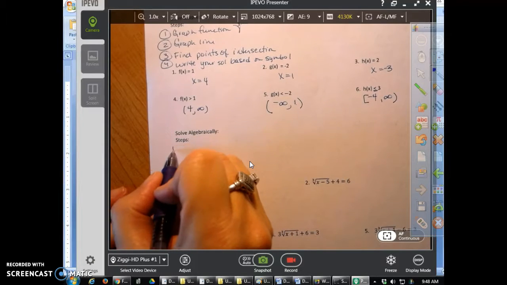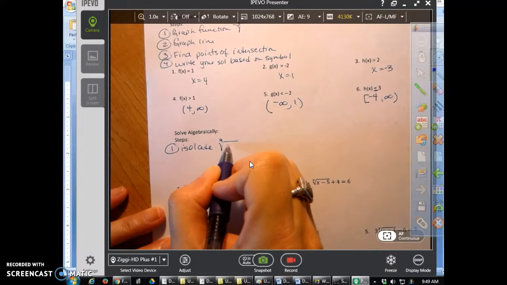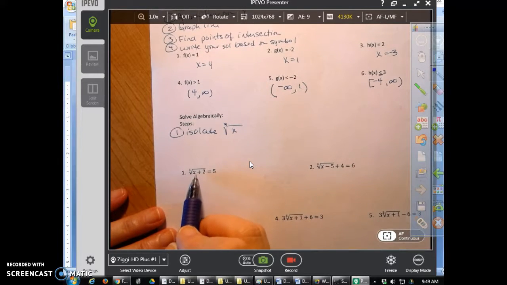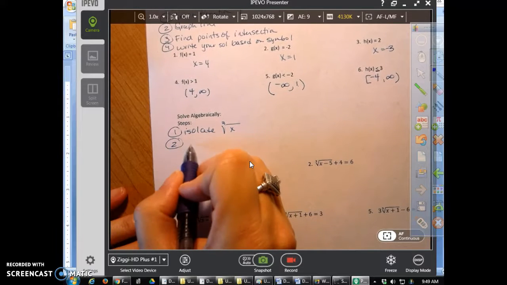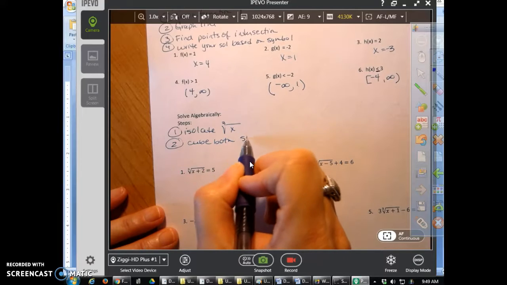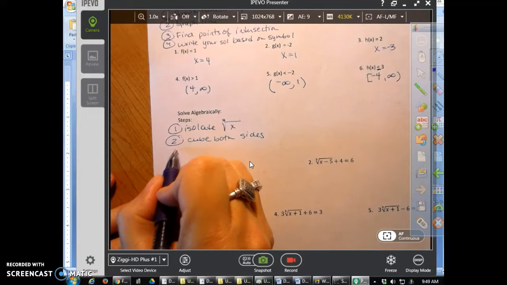Now we can solve these algebraically as well. And the steps are going to be: isolate the cube root, whatever is underneath the radical, like you're going to isolate the whole radical. Step 2 is going to be to cube both sides, getting rid of the cube root, and then finally just finish solving.